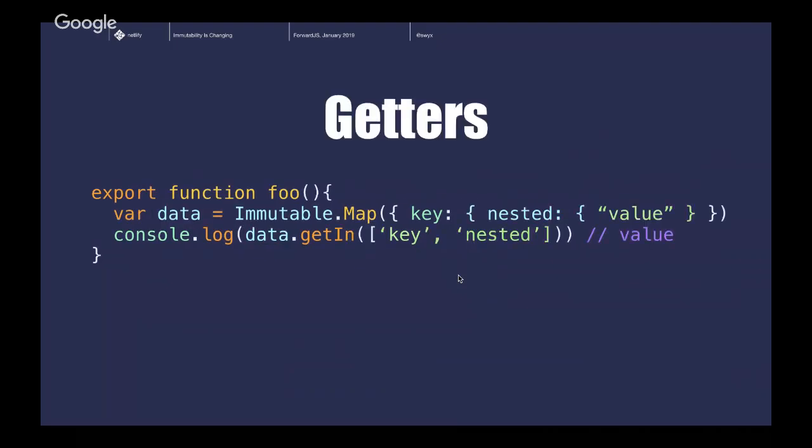So we have a whole bunch of getters. So for example, if we have nested objects, we write data.getIn.